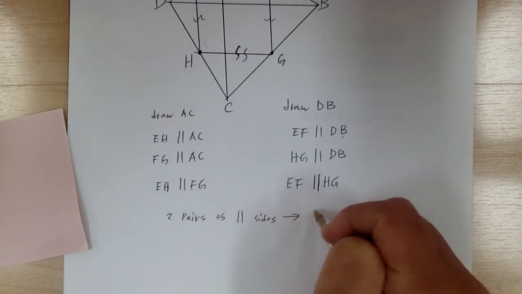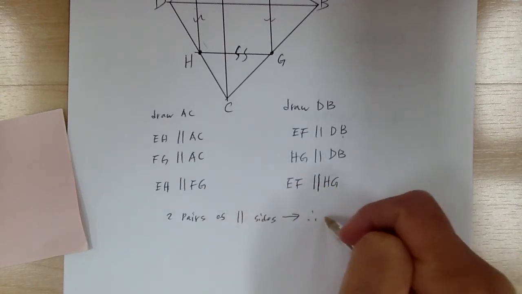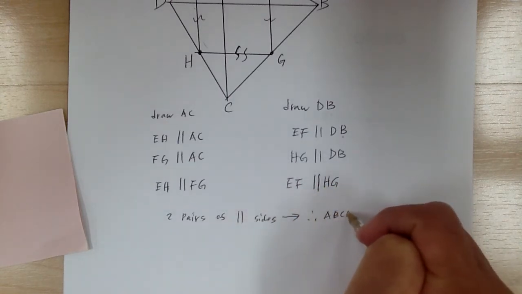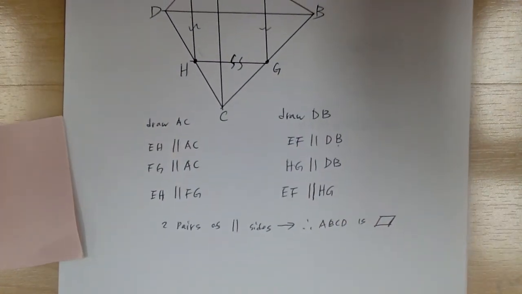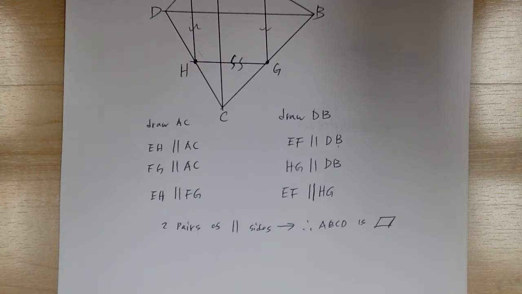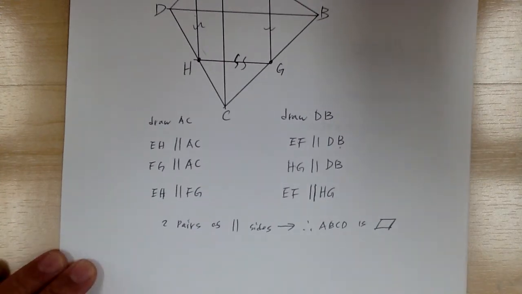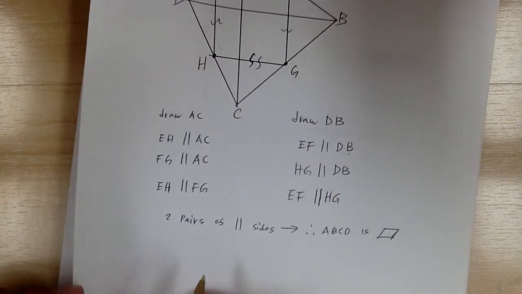So that will give you, therefore, ABCD is a parallelogram. Okay, let's go to 210.